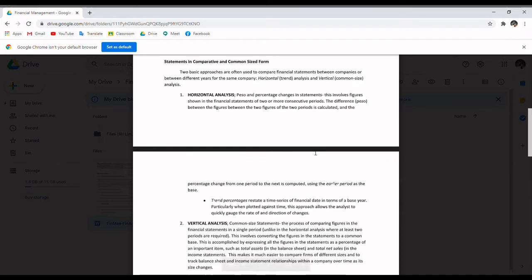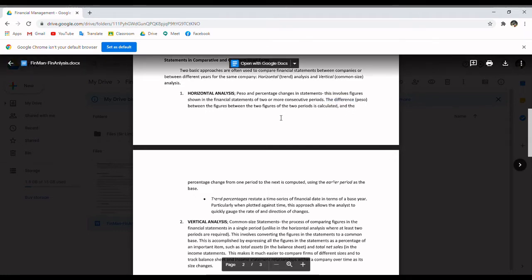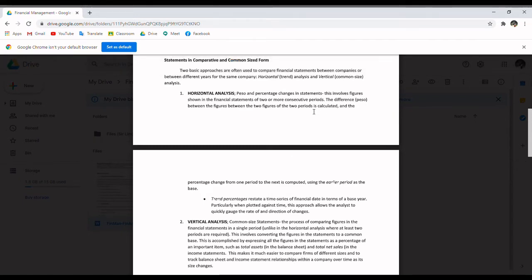So next is how to do horizontal analysis. First, we get the two figures. For example, we compare the sales of last year and this year. We get the difference of the sales of last year and this year. Then, from that difference that we computed, we divide it by the earlier period. Earlier period meaning last year. So from that, we get the percentage change in the sales in our example.